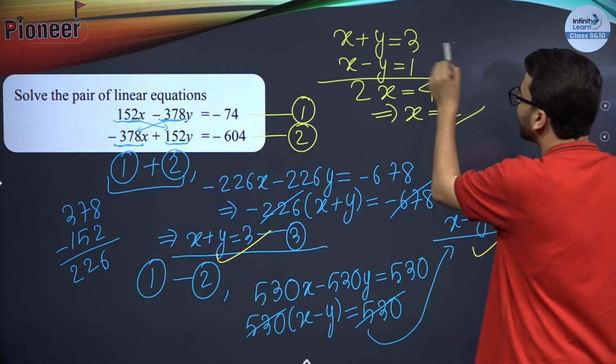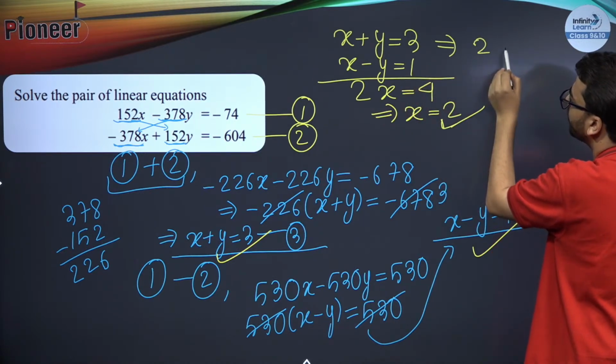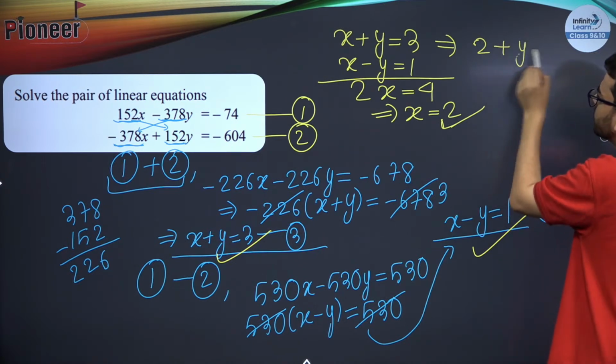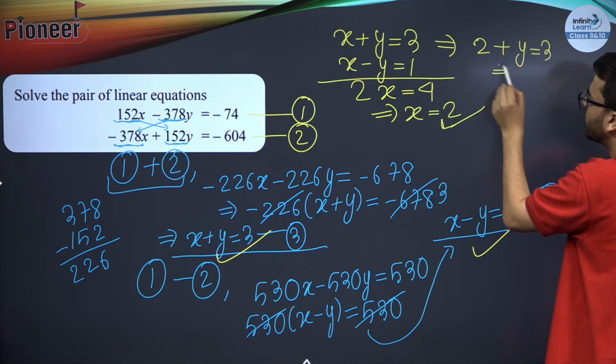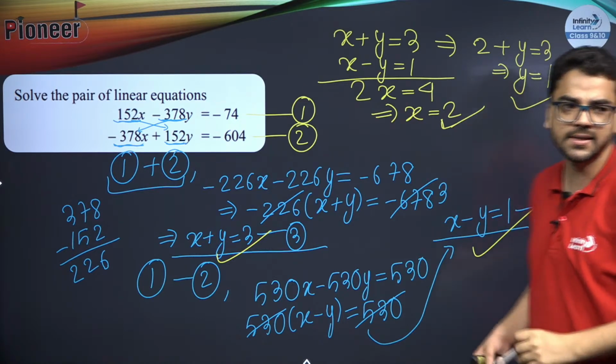And you can put this x in any one of these equations. Suppose in the first one I am putting. So 2 plus y is equal to 3. So y is coming out to be equal to 1. Therefore x is equal to 2 and y is equal to 1 is the solution.